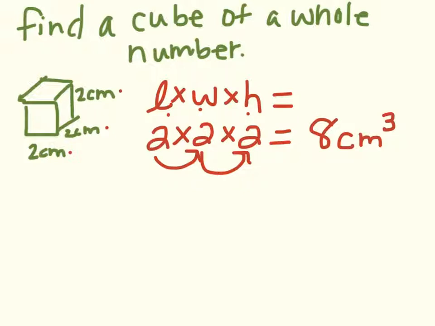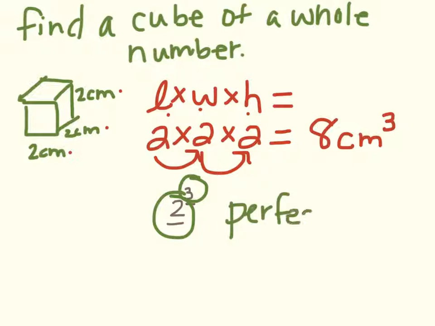We can rewrite 2 times 2 times 2 as 2, the base, raised to the exponent 3, to the third power. So we could read this as 2 cubed. The 3 again is our exponent, the 2 is our base, and we would read this as 2 cubed. The cube of a whole number is called a perfect cube. So 8 is a perfect cube because it is equivalent to 2 times 2 times 2.